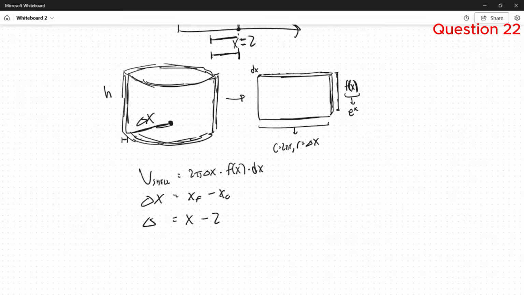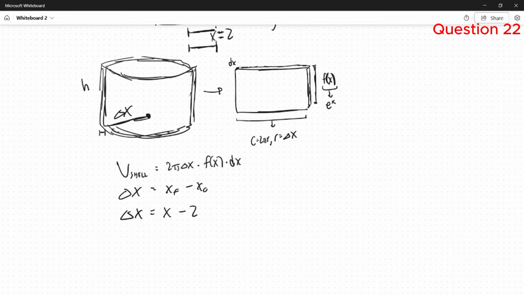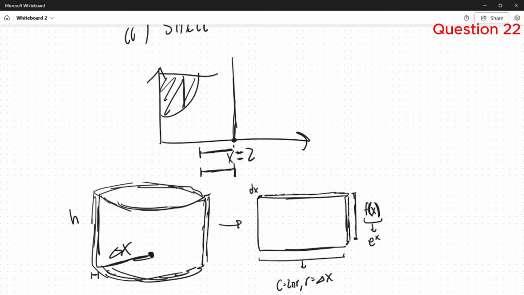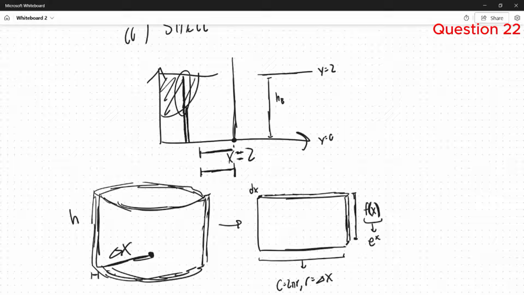So this would be equal to delta x, and our function f of x here, as I said, is different because if you look at the diagram, we have another case where we have a big minus a small to calculate our real value here. So our big value, as you may see, is just the distance between y equals 2 and y equals 0. So our big height, we'll call this h big, is equal to 2.